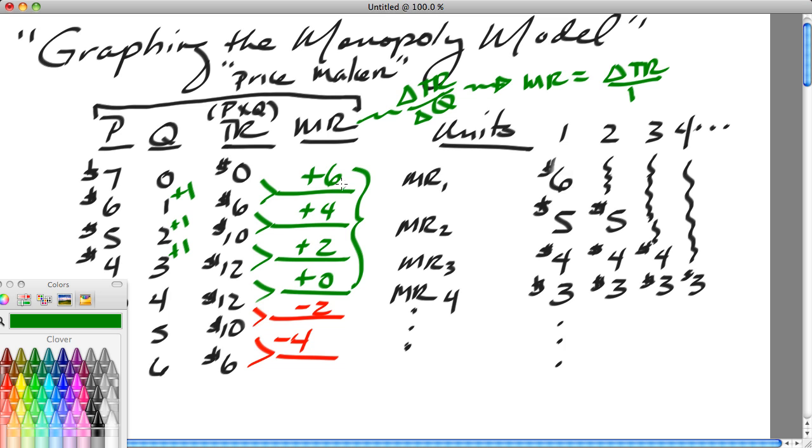Now, I'd like to explain how we got this calculation, marginal revenue, in greater detail.